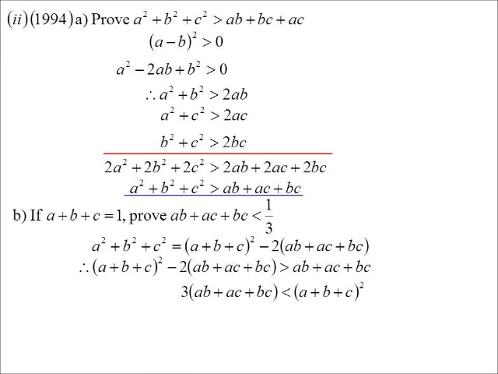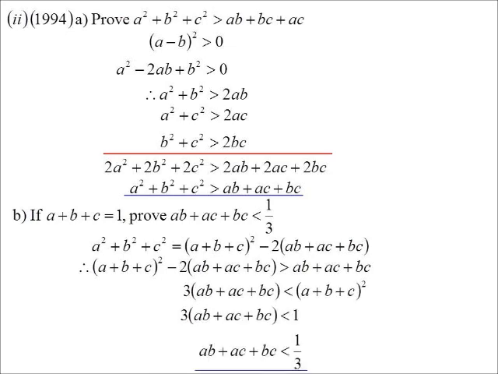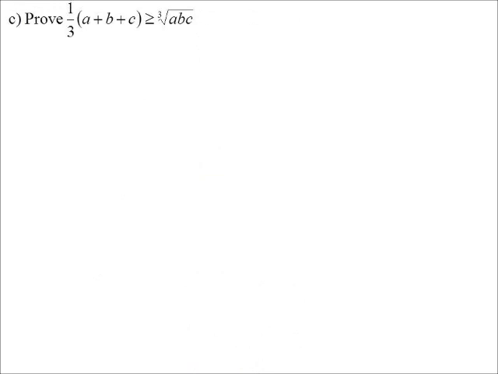But as I say, we know A plus B plus C is equal to 1. They told us that. So 3 lots is less than 1, so AB plus AC plus BC is less than 1/3. Then it asked us to prove that 1/3 of A plus B plus C is greater than or equal to the cube root of ABC. Okay, we know A squared plus B squared plus C squared is greater than or equal to AB plus AC plus BC.